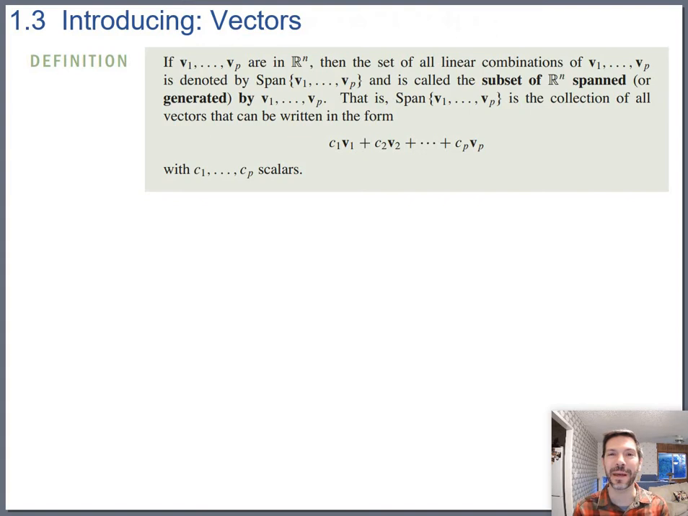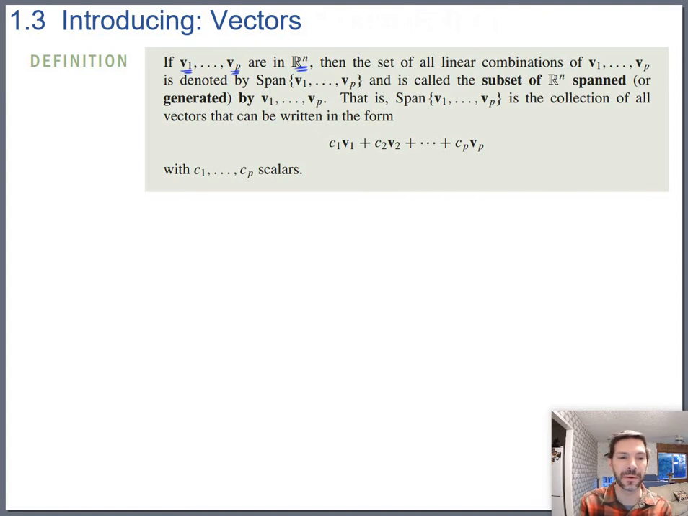So let's talk about span a little bit and see if we can unpack this definition with all its math jargon. It says that if V1 through VP are in R^n, it's already getting a little bit thick here, but let's see if we can unpack what they're talking about. V1 all the way through VP, those are vectors. And they're in R^n, so that'll be something like R4 or R6. That tells you the dimension.